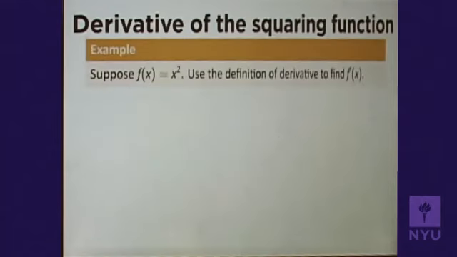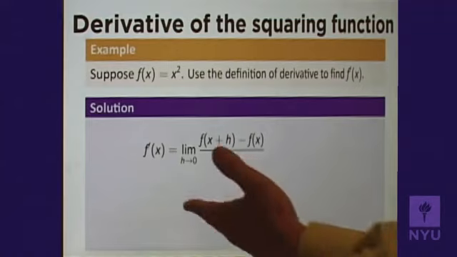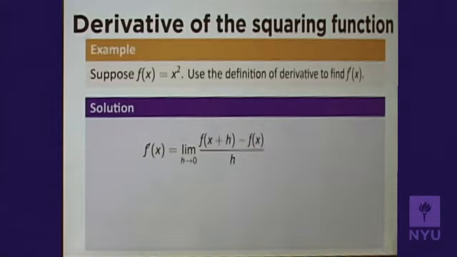So the first function that we'll study is f of x is x squared, and in the last class we used the definition to find f prime of x. Here's how it went. Computing the derivative from the definition always amounts to writing down the limit of a difference quotient. In this case, we want the limit as h goes to 0 of f of x plus h minus f of x, divided by h.